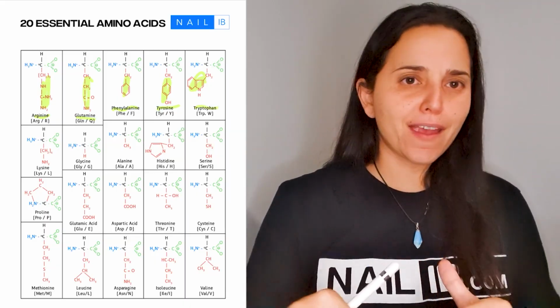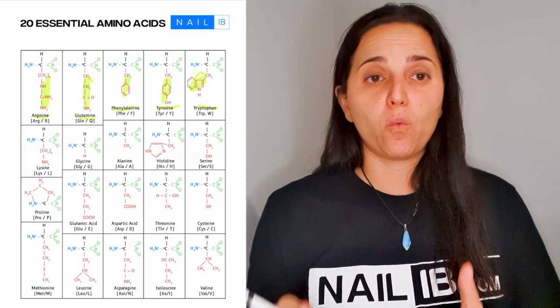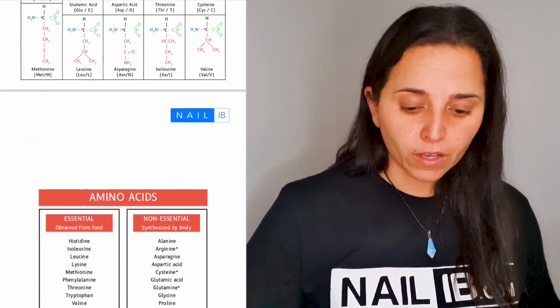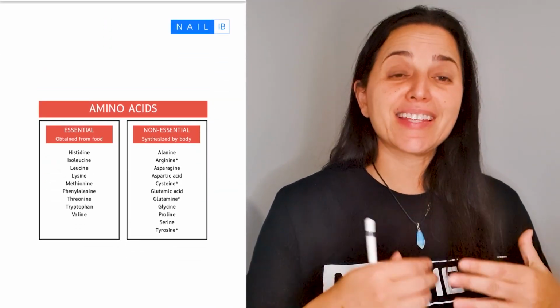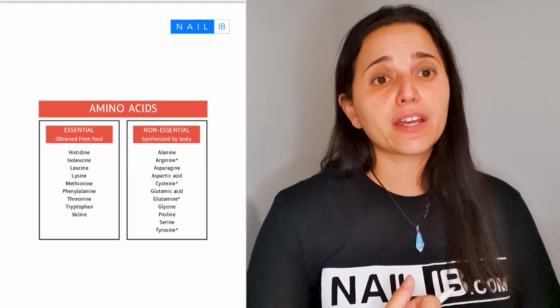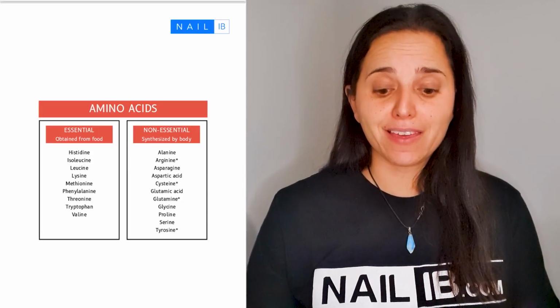So you don't have to know any of these guys, but you have to know that there's 20 of them. And what makes a difference between them is the R group. So when we talk about amino acids and different types, obviously there are two types, the essential ones and the non-essential ones. The essential ones are obtained from the food. The non-essential, your own body can actually make them.